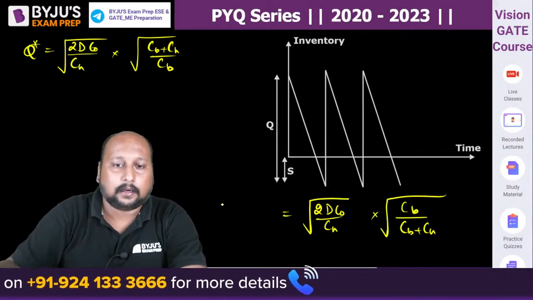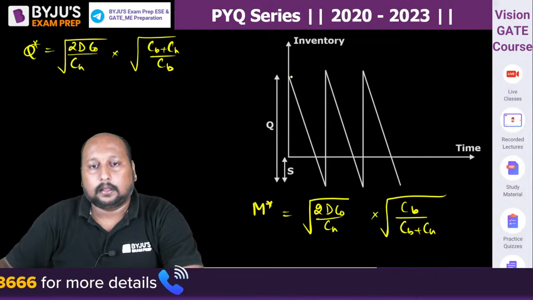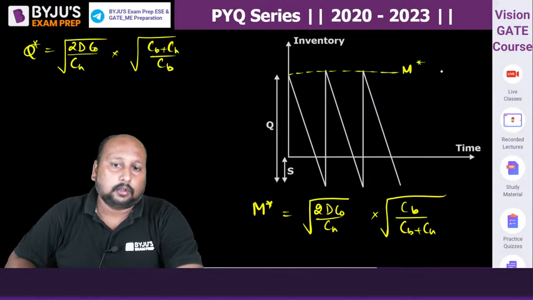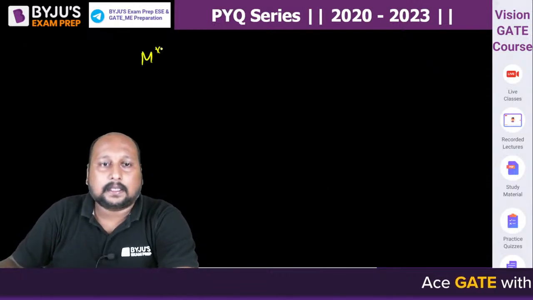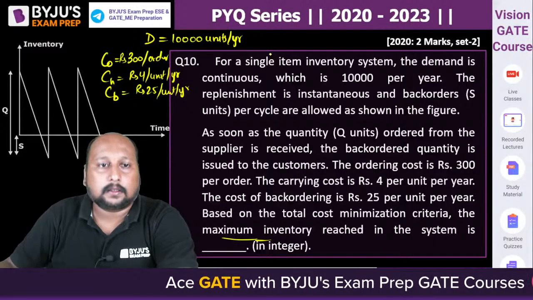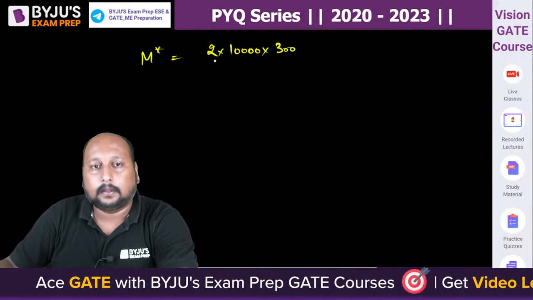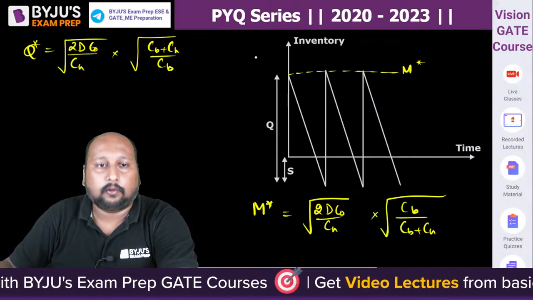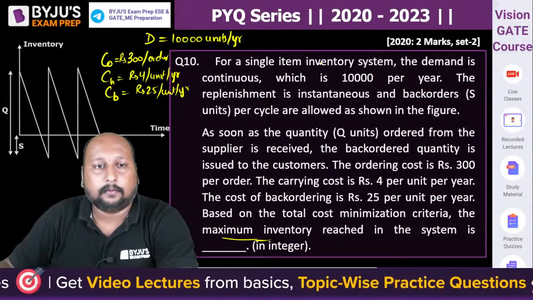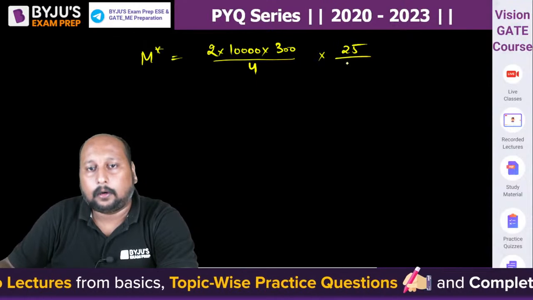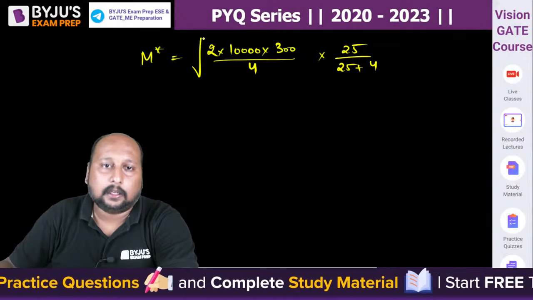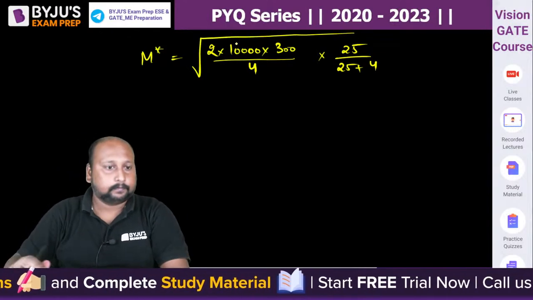M star. Remember, this is your M star, the maximum inventory level. So place it. The maximum inventory is equal to 2 into annual demand, which is 10,000, CO value is 300, CH value is 4 into CB, CB value is 25 upon 25 plus 4, under root of this.